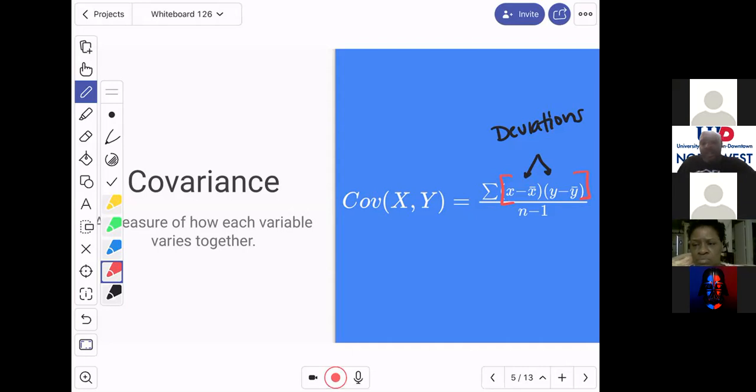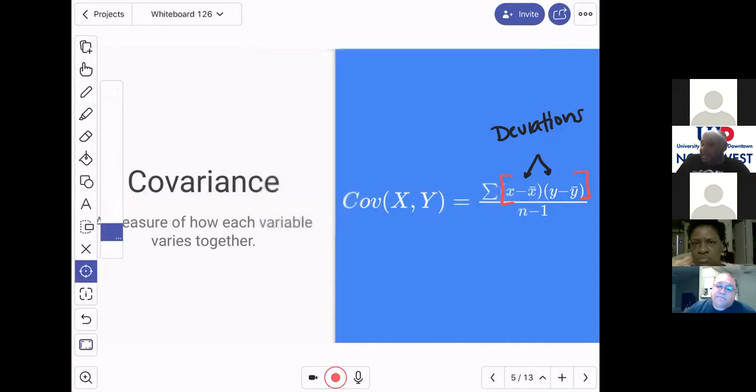Likewise, another way to look at it is if the x is smaller than the mean and the y is also smaller than the mean, I'm going to get two negatives, right? When I multiply two negatives, what do I get? Positive. Which means that it's also increasing because you're moving up. That's what's happening.